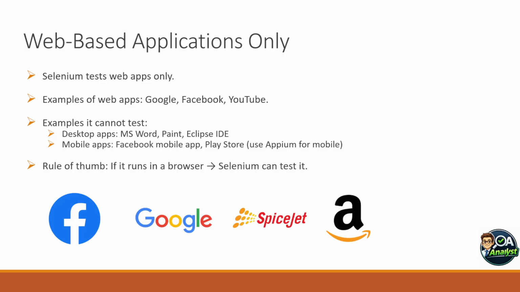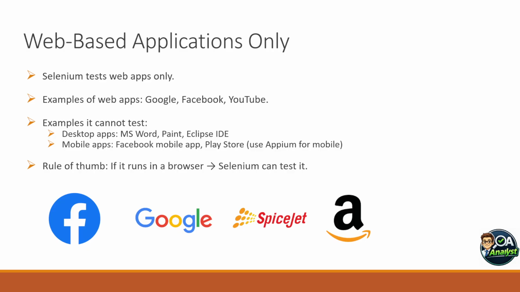And the example of desktop applications are like Microsoft Paint, Microsoft Word, or maybe VLC Media Player, or even Eclipse IDE. Selenium cannot test these desktop based applications. So we can only test web based applications. So example of mobile applications are Play Store or the Facebook mobile app. Selenium alone won't help there either.